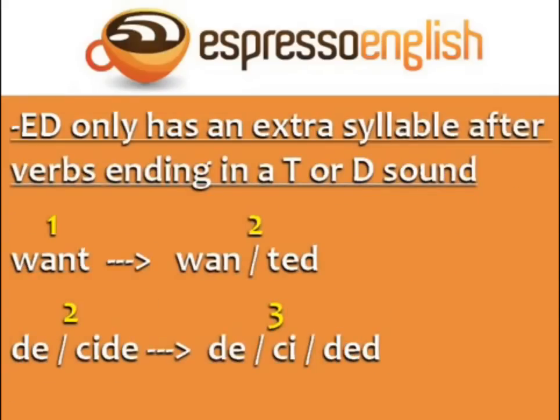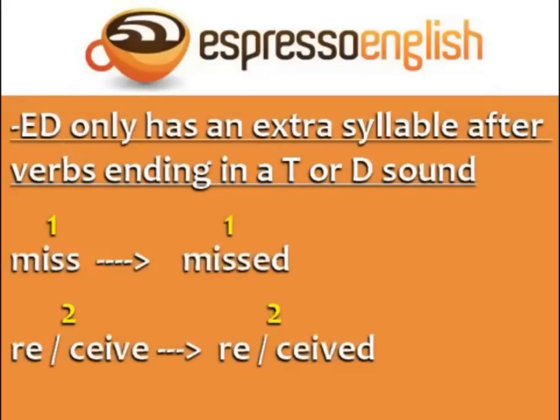Let's review. -ed only has an extra syllable after verbs ending in a T or D sound. Want, wanted, decide, decided. With these verbs, the -ed adds an extra syllable. In all other verbs, the -ed does not add an extra syllable. Miss, missed, receive, received.